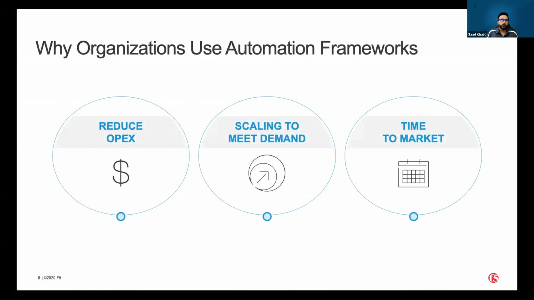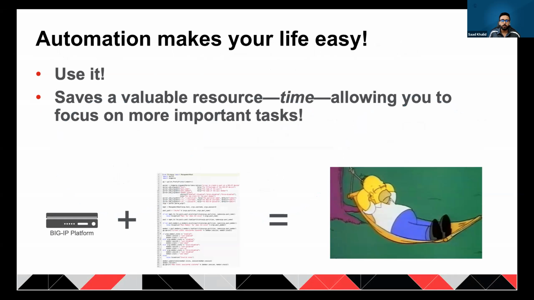You're probably wondering, why would we want to do this? I'm sure most of you are familiar with the pros and cons of automation. You really want to automate because it reduces deployment times, it reduces your OpEx, and it reduces human errors, while also increasing consistency. It reduces your time to market so that you can be more agile, and it allows you to scale to meet your customer demands. Put quite simply, automation just makes your life easier, so use it. It saves you your most important resource, which is time, and then you can use that time to focus on tasks that actually matter to you.